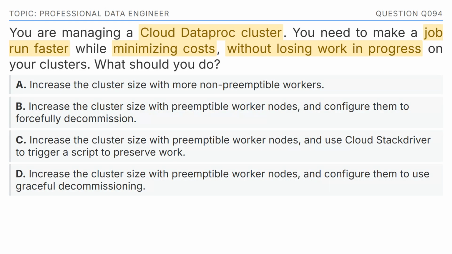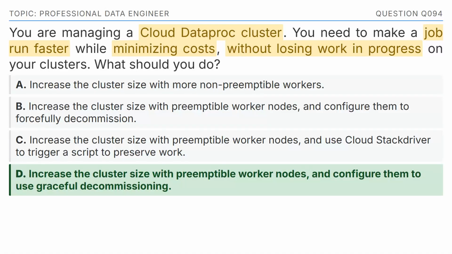To arrive at the correct answer, we focus on the keywords: Cloud Dataproc cluster, job run faster, minimizing costs, without losing work in progress. The correct answer is option D, increase the cluster size with preemptible worker nodes, and configure them to use graceful decommissioning.